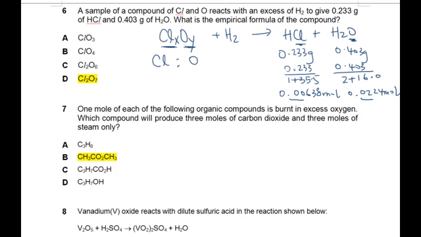So for the simplest ratio, we have to divide the moles by the smaller of the two. So 0.00638 over 0.00638 is to 0.0224 over 0.00638. And you get a value of 1:3.5, which you multiply by 2, you get 2:7. So this is the simplest ratio of the number of moles of Cl to oxygen in the compound. And since this is the simplest ratio, it is also the empirical formula, which gives you D.